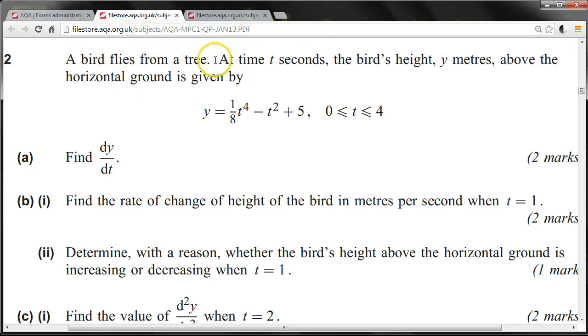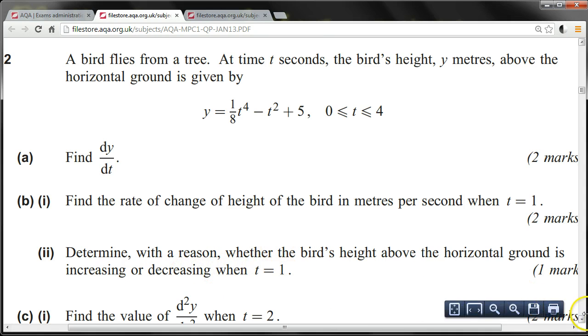A bird flies from a tree. At time t seconds, the bird's height, y meters above the horizontal ground, is given by this. Find dy/dt, the rate of change of height of the bird in meters per second when t is 1. Determine with a reason whether the bird's height above the horizontal ground is increasing or decreasing when t equals 1.